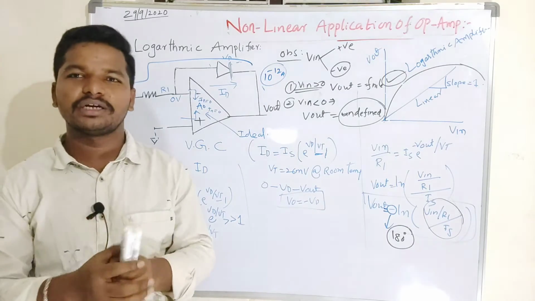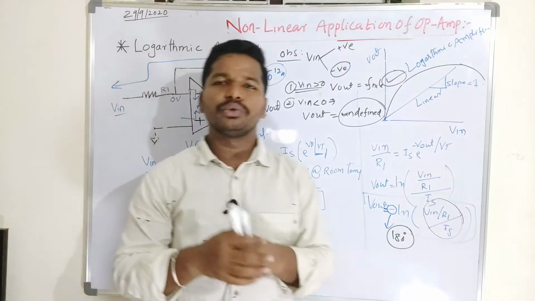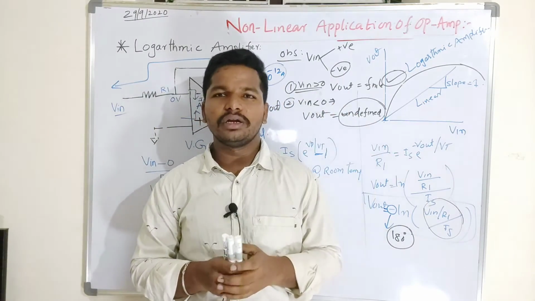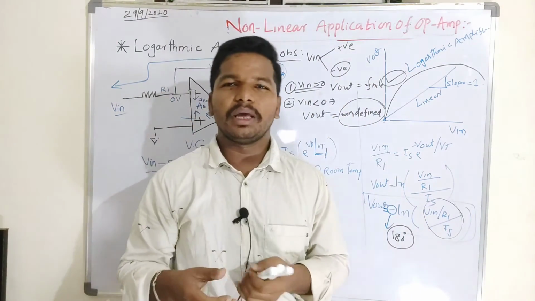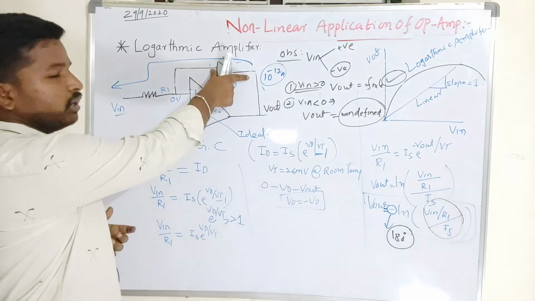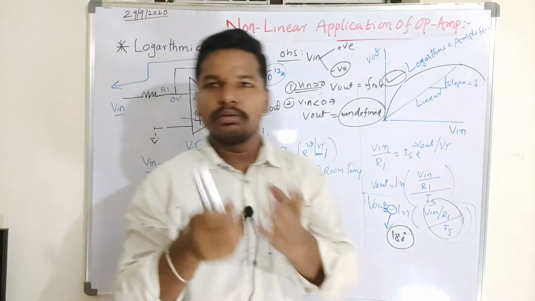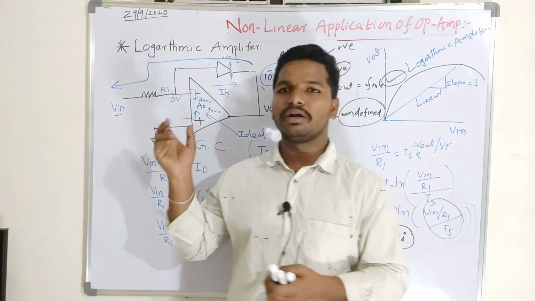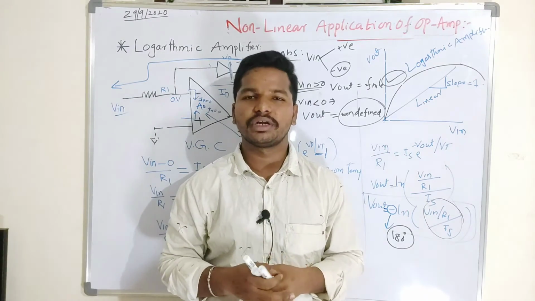I hope you understand the reason. It also has an application in digital communications. This is a non-linear application of the logarithmic amplifier. There is one other application, the anti-logarithmic amplifier, where we represent the diode here and connect the resistor here. So try this application and comment your answer. What do we call that circuit? Comment in the comment section so that our discussion will be more interactive.